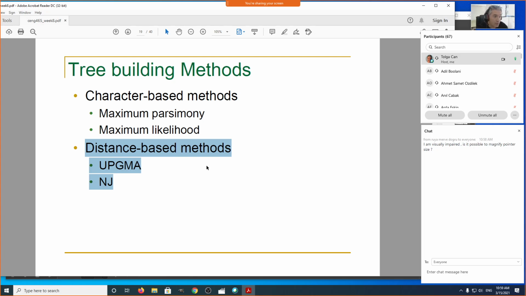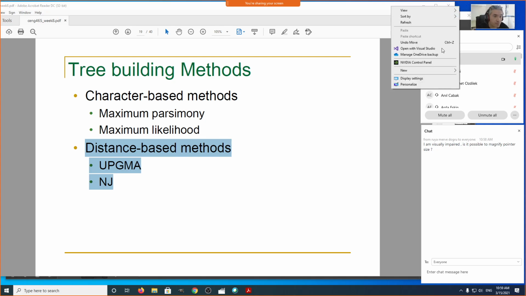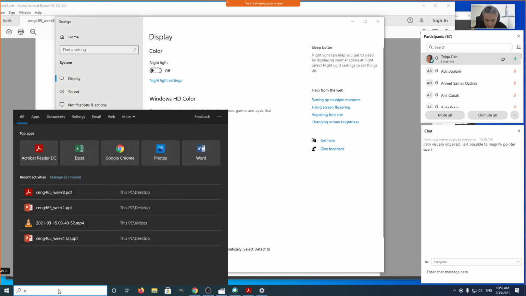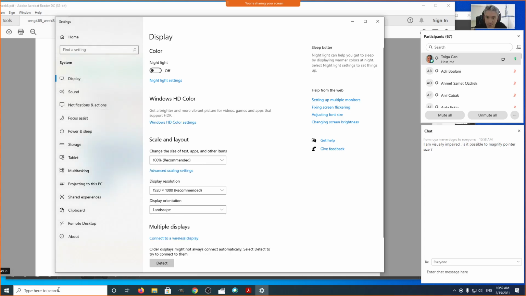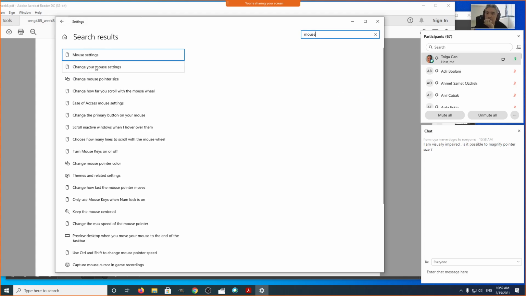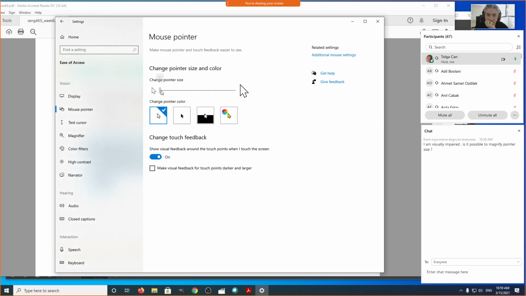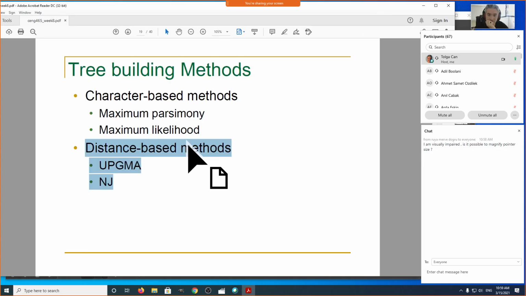Oh yeah, I can actually magnify the pointer size. Let me do that. Display settings, no, not the display settings. I think it's in the mouse, right? Settings, mouse settings. Yeah, I will do that. Sorry, it was just 1 minute ago. Mouse settings, change mouse settings. The magnifier, yeah, here. Change pointer size. So yeah, I think this one is going to be better.